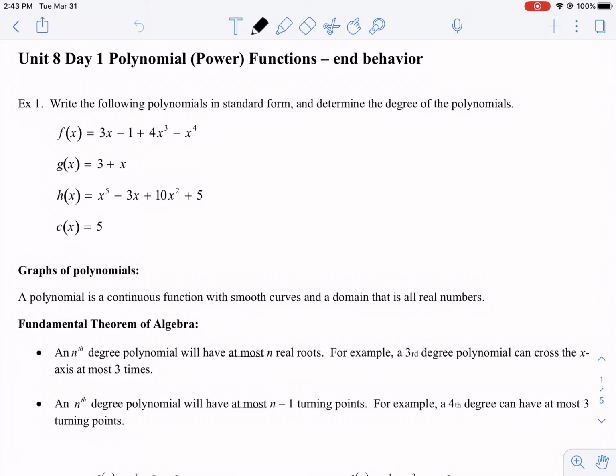Hello, this is Unit 8, Day 1 for Algebra 2, Polynomial Functions. And today we're mostly going to be talking about end behavior. So example 1 is a throwback from Algebra 1.